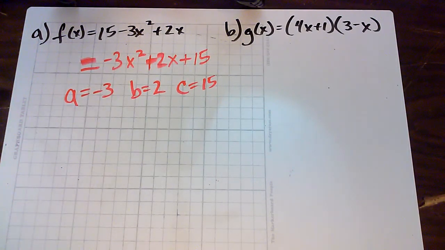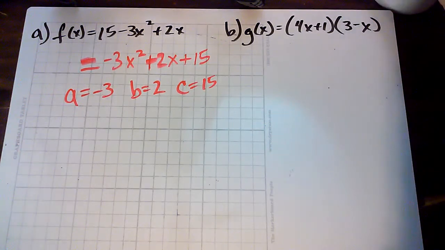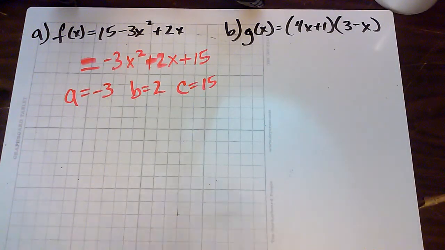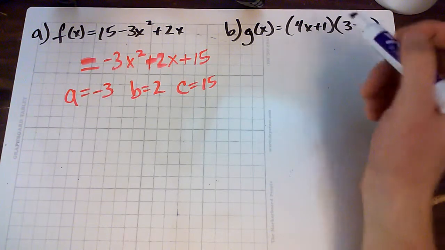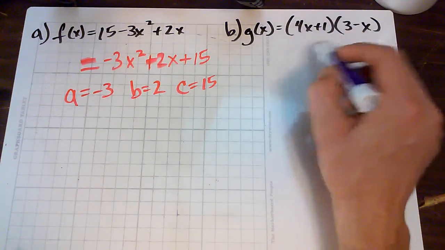Example B, this one's a bit more complicated. It'll probably be a quadratic. But let's go ahead and see what it looks like. So I'm going to do the double distributive property. I don't really believe in FOIL. So let's call it the double distributive property.